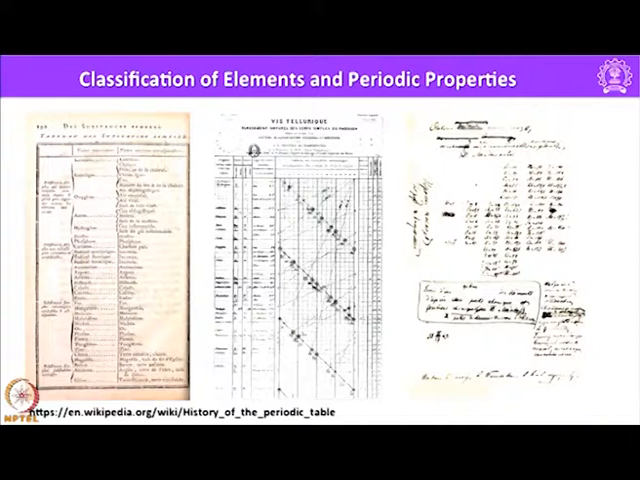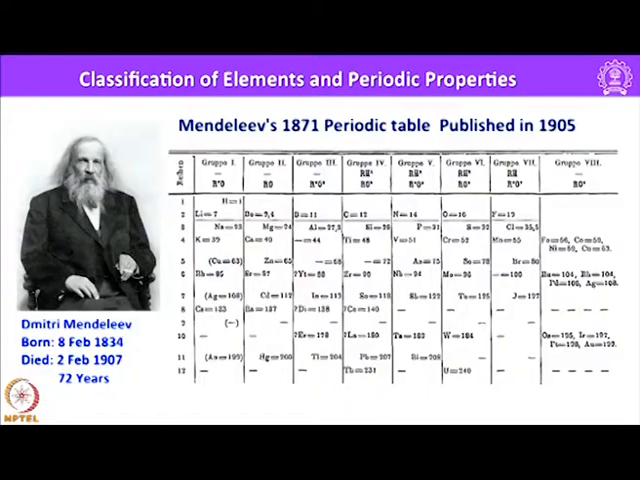So, this shows some of the early work of Mendeleev before he proposed the periodic table. Of course, this I have taken directly from Wikipedia, and this is Mendeleev's periodic table, published in 1869, accepted in 1905. And of course, he proposed this one in 1871. So, let us look into some of the features of Mendeleev's discovery.